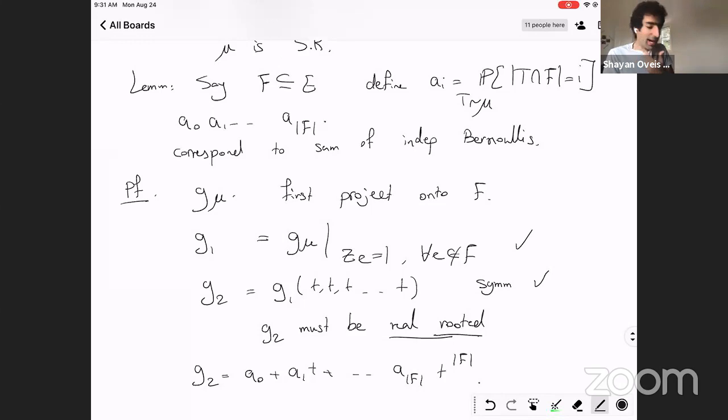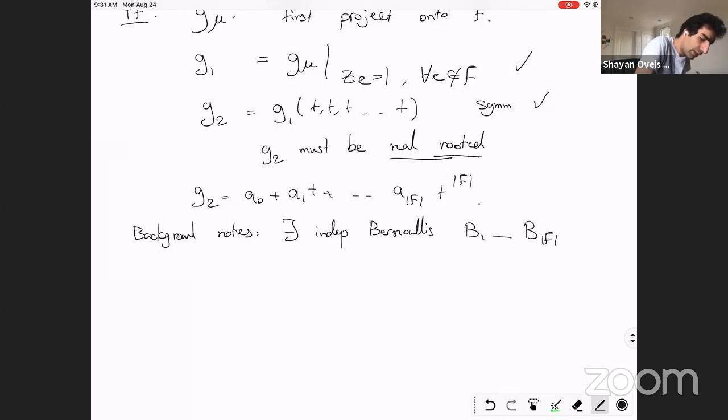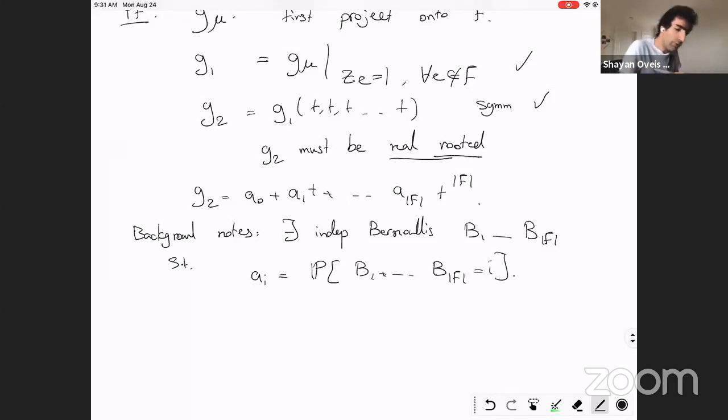If you look at the background notes, I proved there that if you have a univariate polynomial which is real rooted and has non-negative coefficients, it corresponds to a sum of Bernoullis. I don't have time to prove it here. So from the background notes, we get that there exist independent Bernoullis B_1 up to B_F such that a_i is equal to the probability that B_1 plus all the way to B_F is equal to i. In other words, you can write these coefficients, the so-called rank sequence of your distribution projected onto F, as a sum of independent Bernoullis.